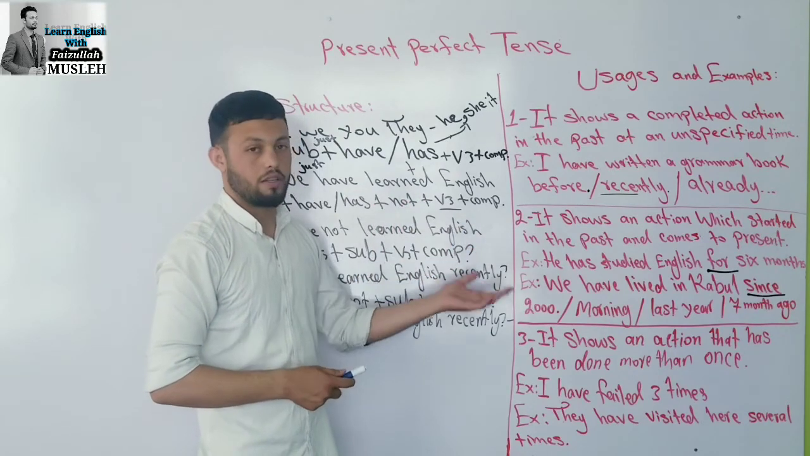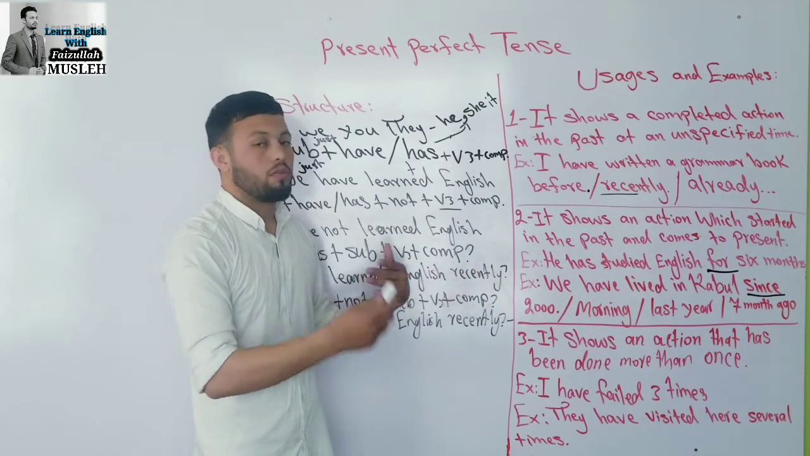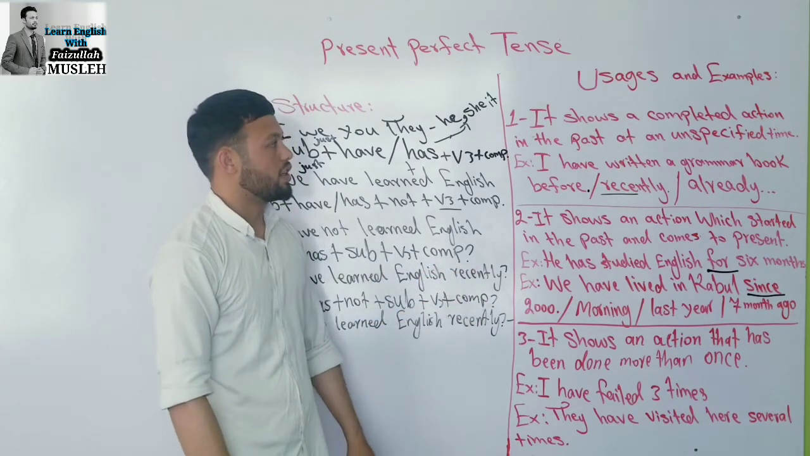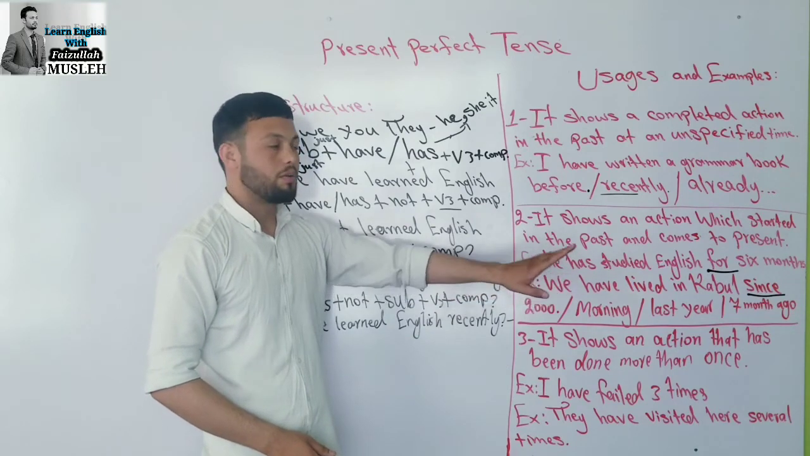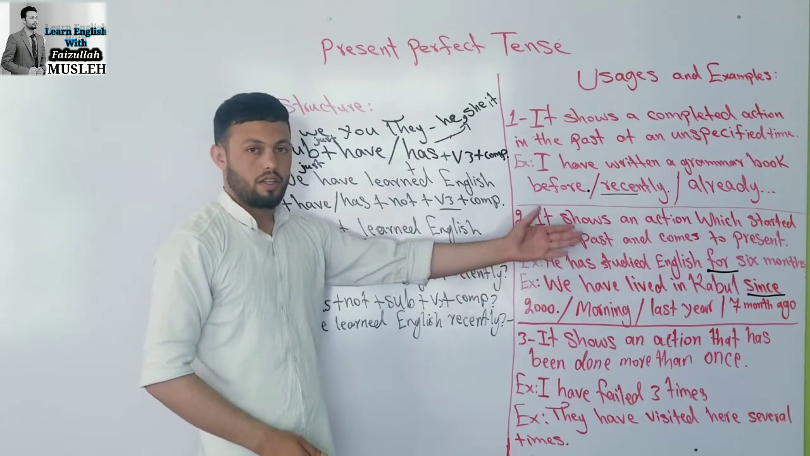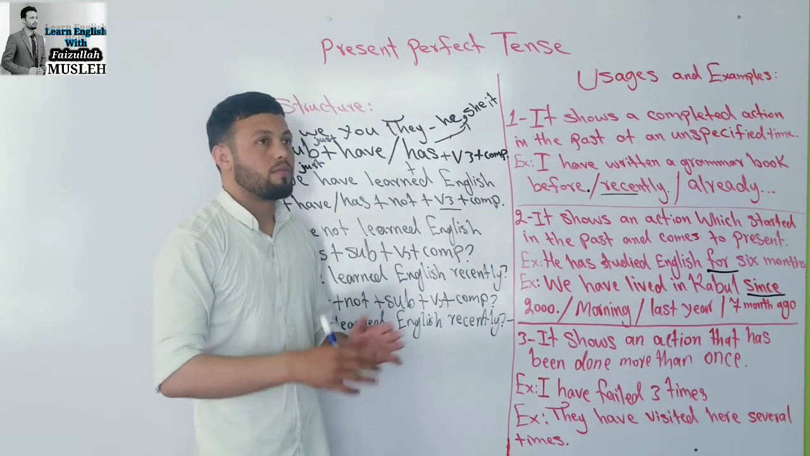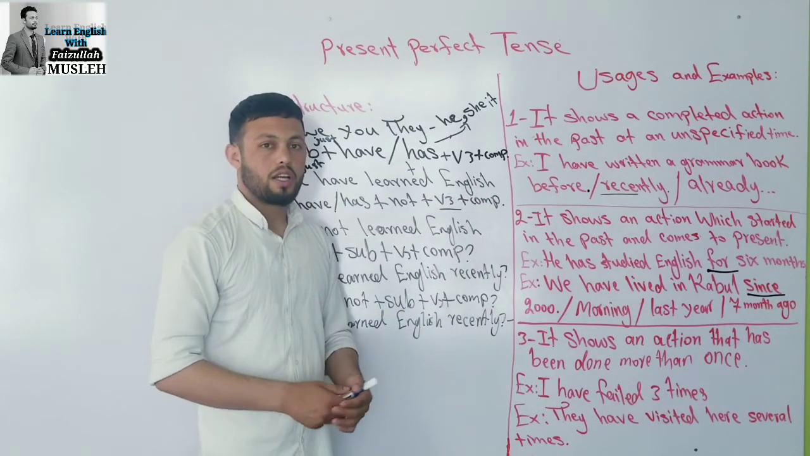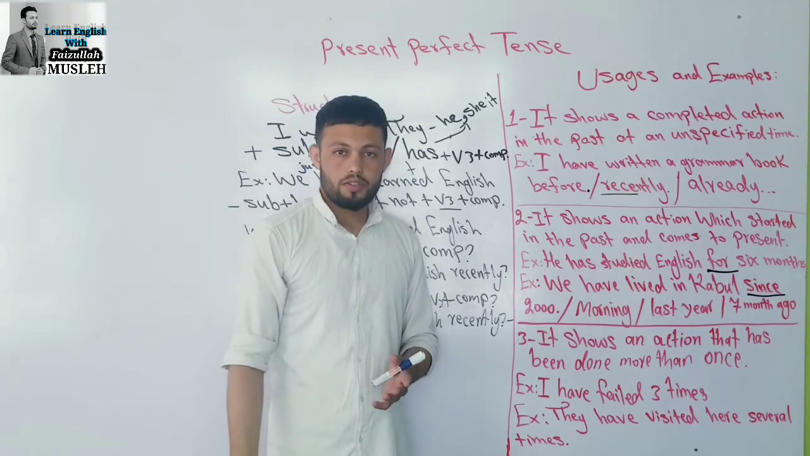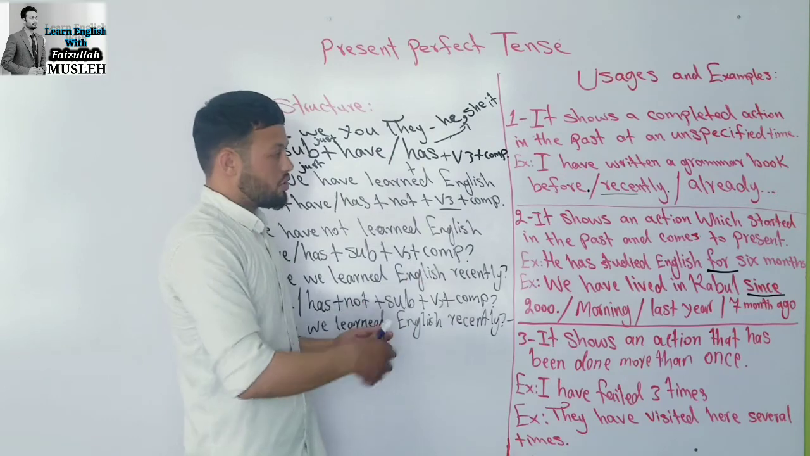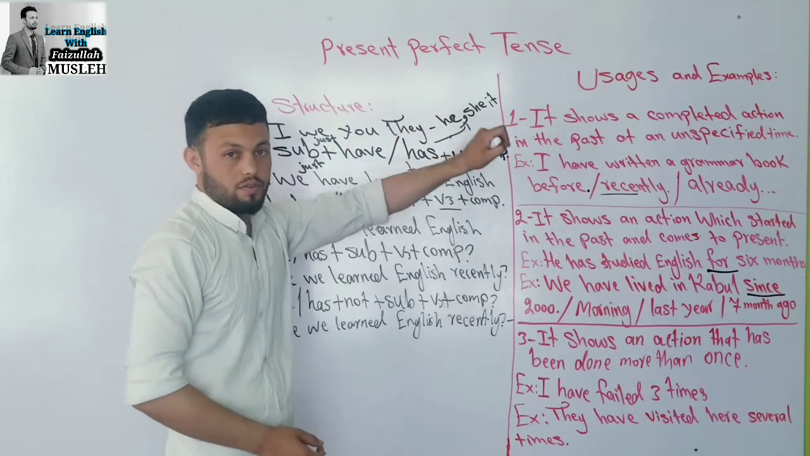And it shows a past action which was done in the past, but the marks are still visible for us. Like if I say, I have written these examples. Now, they were written in the past, but you can see the marks still. Or if I say I have painted our house. Maybe we painted our house, for example, 3 months ago, but still the marks are visible. So we use present perfect tense for that.